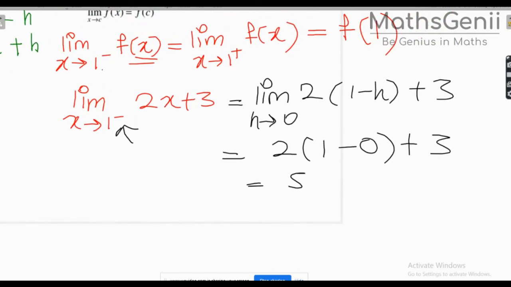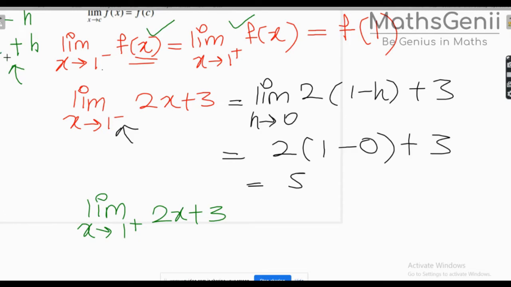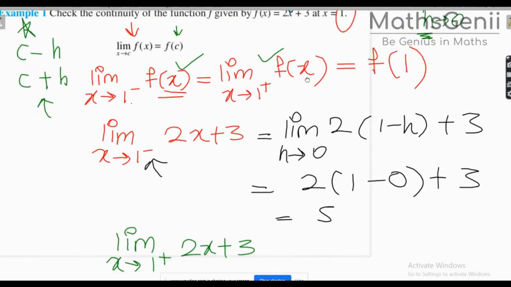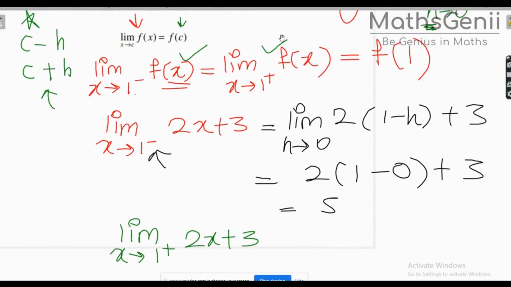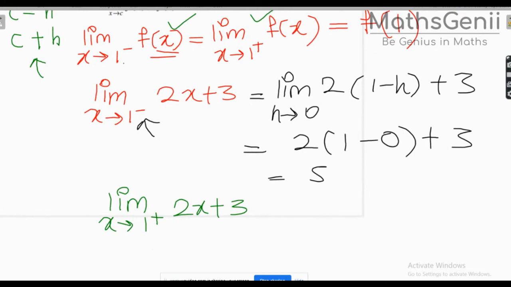So this first is sorted. Now let's look at this. It's the positive side. It is the right-hand limit that we are talking about. Again, what did I suggest? That for the positive side, you substitute c plus h. C is what? 1. How did I understand c is 1? They've given in the question x is equal to 1. So that is the point of your continuity, that is your c. C is 1, so 1 plus h I'm going to substitute.